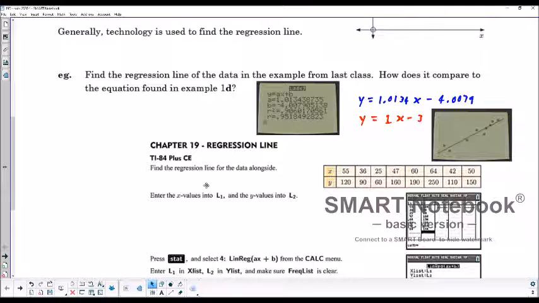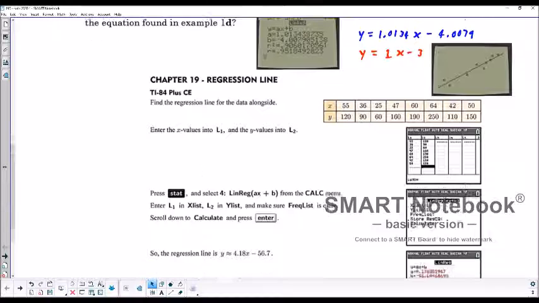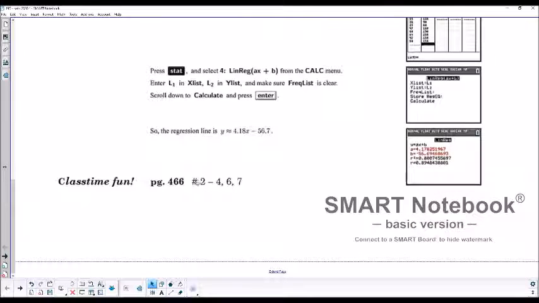Okay, so here's the procedure down below. It's actually pretty straightforward, and this is what you can practice on today from section 19D.